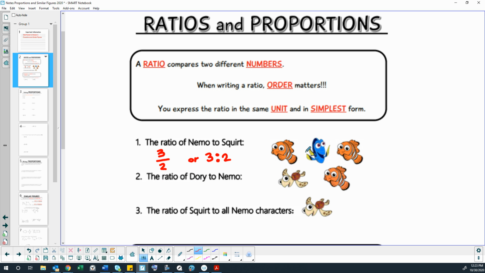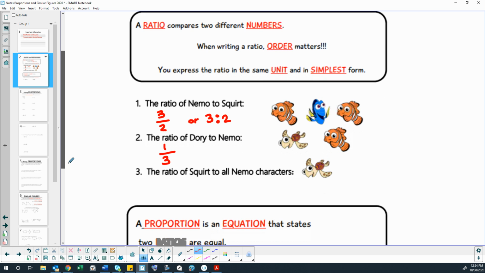The ratio of Dory to Nemo. So we have 1 Dory and we have 3 Nemos. So I'm going to do a 1 to 3 ratio. So 1 Dory to 3 Nemos. Notice how I'm putting the first number on the top of my fraction and the second number on the bottom of my fraction. How about the ratio of Squirt to all of these Nemo characters?